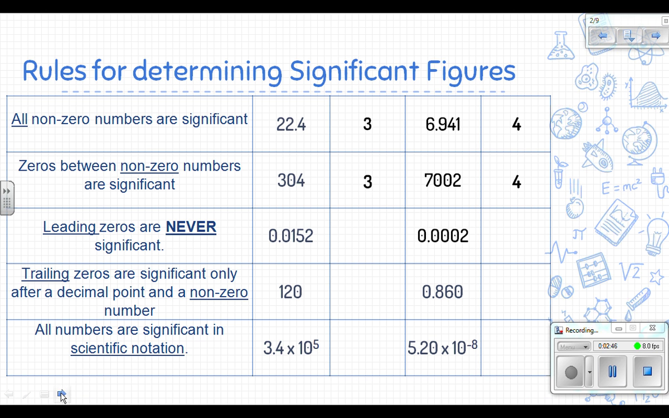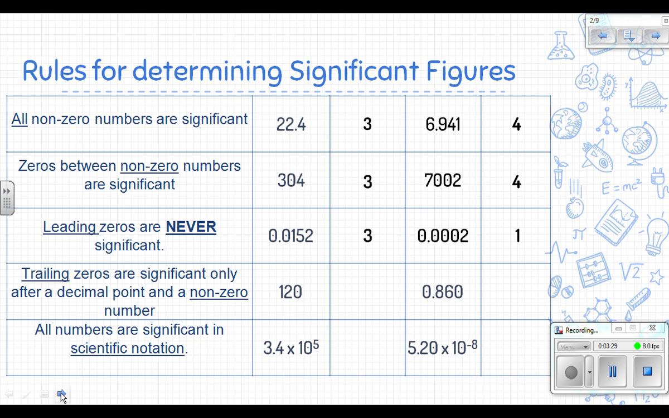Now, our next rule is leading zeros are never significant. Leading zeros are those zeros before we get to any non-zero digits. In this first number, 0.0152, there are 2 zeros before we ever get to a non-zero digit. Those zeros don't count. So only the 1, the 5, and the 2 count, which means we have 3 significant digits. Then when we have 0.0002, the only number that counts is the 2, because all the other zeros are leading zeros. So that's only 1 significant digit.